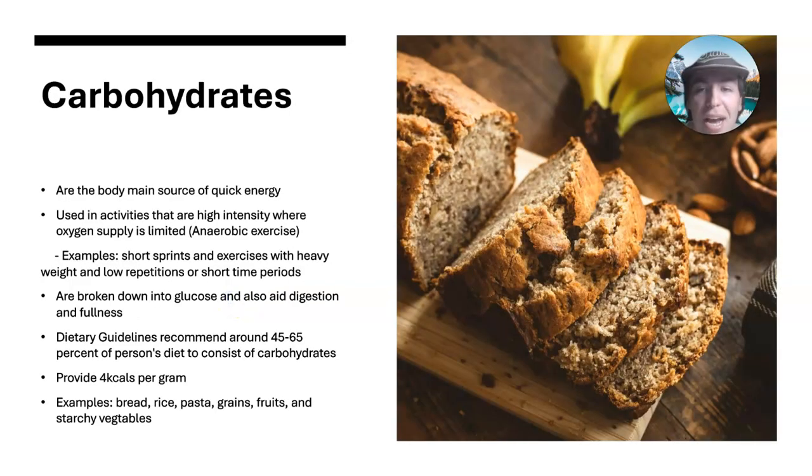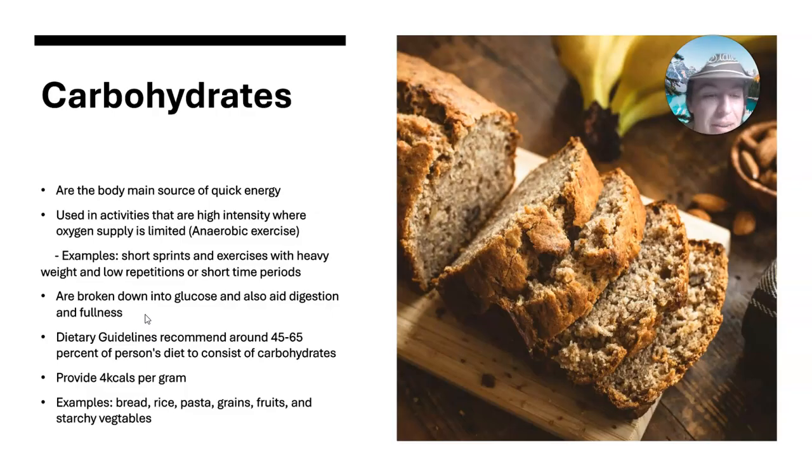Okay, first one up is carbohydrates. They're the main source in the body for quick energy. So they're your body's first source of energy they go to. They're used in activities that are high intensity where oxygen supply is limited, or anaerobic exercise. Examples of that kind of exercise would be short sprints and exercises with heavy weight and low repetitions, or exercises of short time periods. They are broken down into glucose in the body and also aid digestion and fullness.